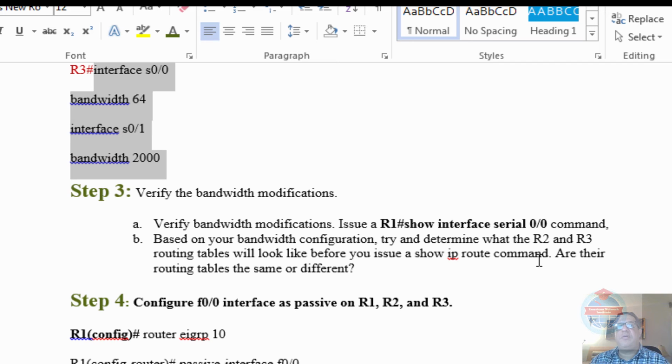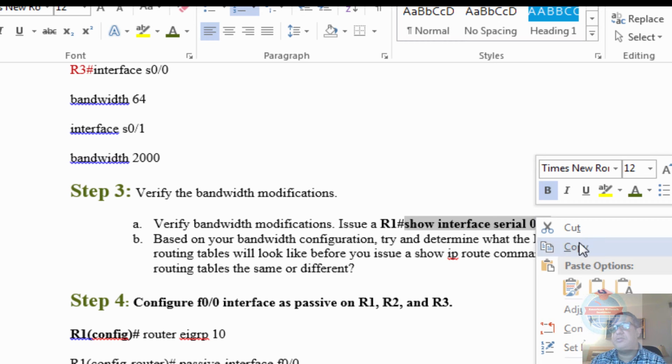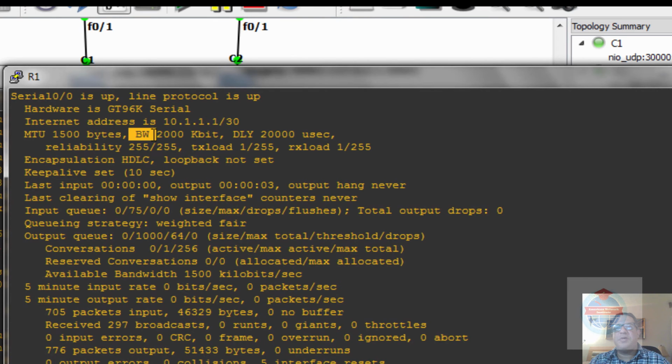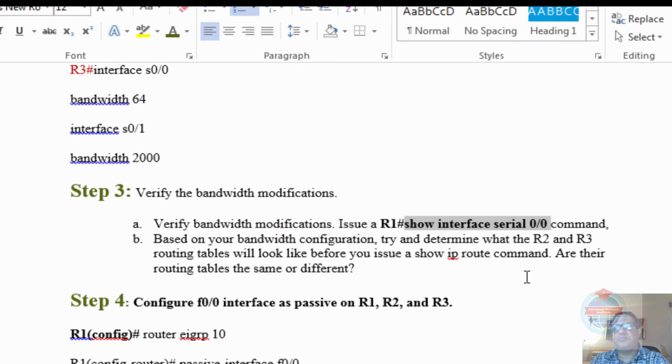Now, on step 3, we're going to verify the bandwidth modification. So, to verify the bandwidth modification, issue on R1 show interface 0/0. Okay, let's do this. You're going to see the bandwidth value over here of 2000, as we mentioned before. The delay of 20,000, as we mentioned before. MTU, 1500 bytes. We get the number, the 8.